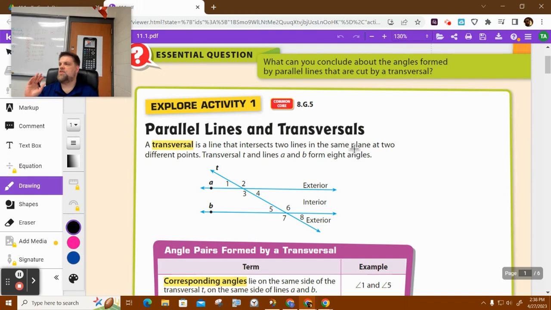So we're going to talk about transversals and parallel lines. As we start to enter into geometry, we have to prove things. Before we talk about this, I want to highlight a few things.